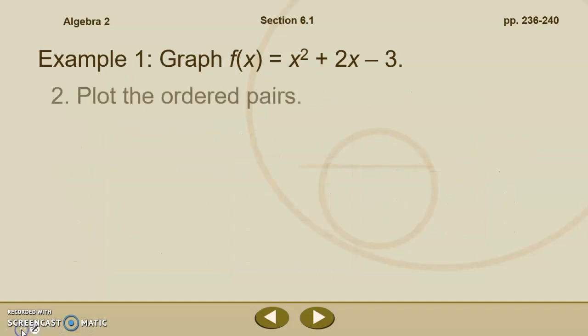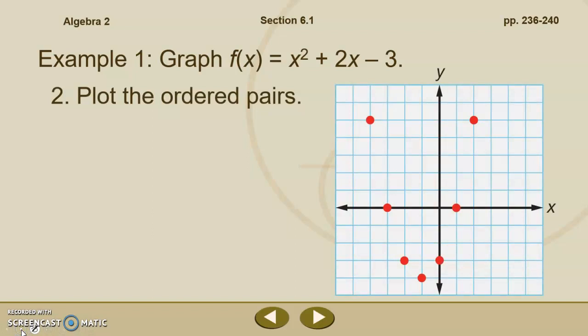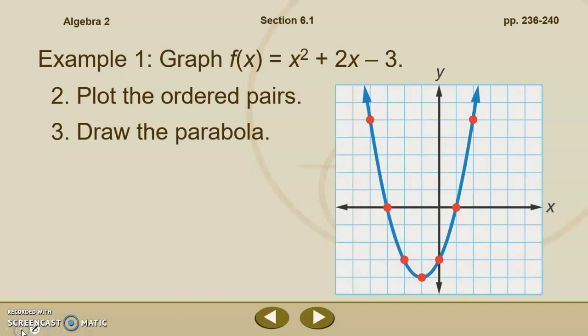After we've evaluated the function at several values, we then want to plot the ordered pairs. So here are the ordered pairs that we generated on the previous slide. You can tell that if we were to connect these, it should make a nice smooth curve. So the last thing we want to do is draw the parabola. And when we connect our dots and draw the parabola, this is the nice smooth curve that we get.